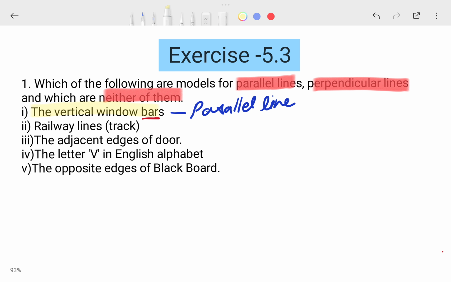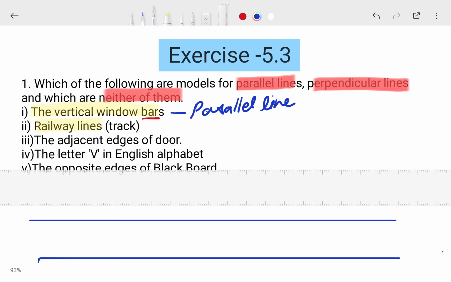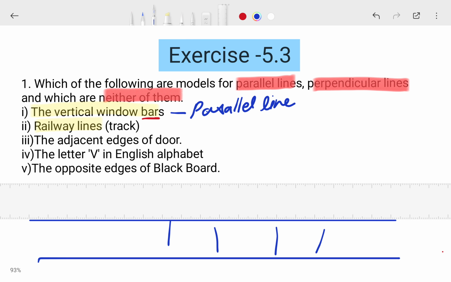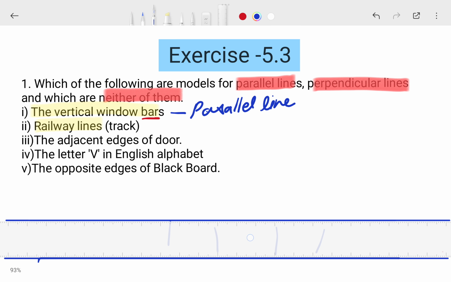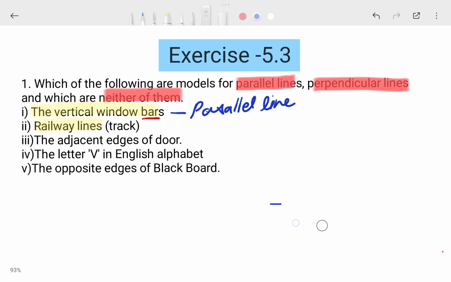The second question is railway track line. If you see the railway track line, how is it? They are going straight, they are not meeting at a point. Like this scale, this surface and this surface, are they going to meet at any point? No, they are not going to meet. So railway track is like that only. Railway track is also a parallel line, because they are not meeting at a point. You can write parallel line.